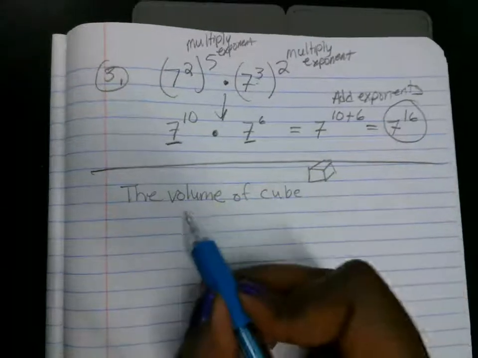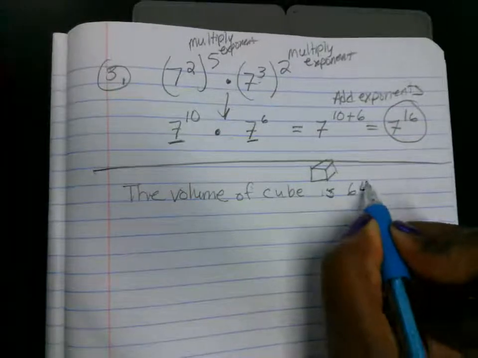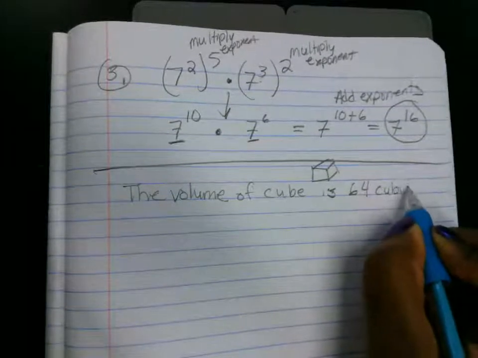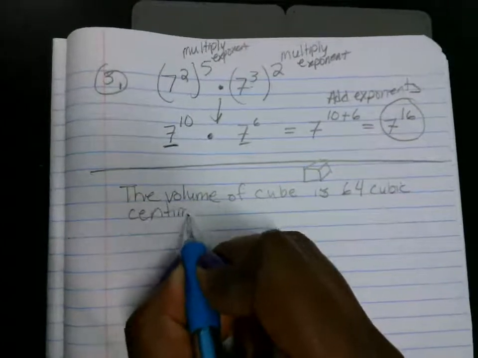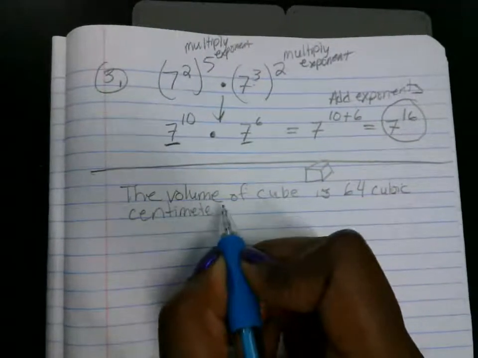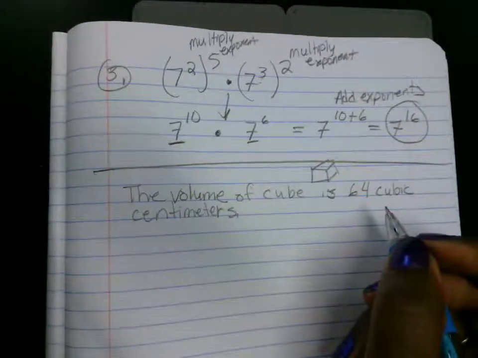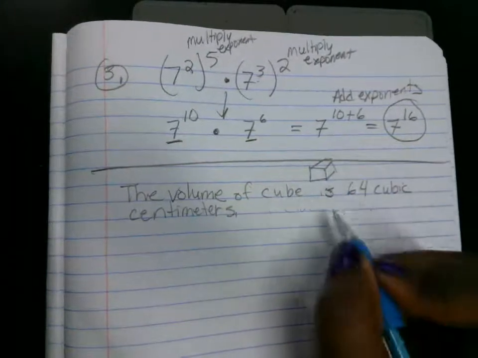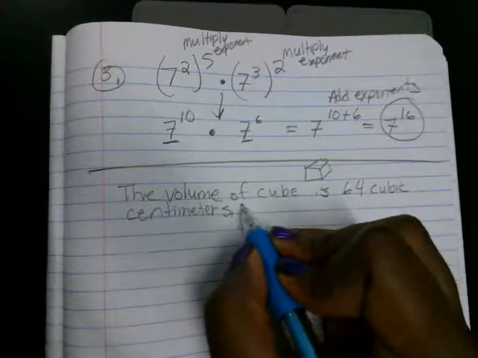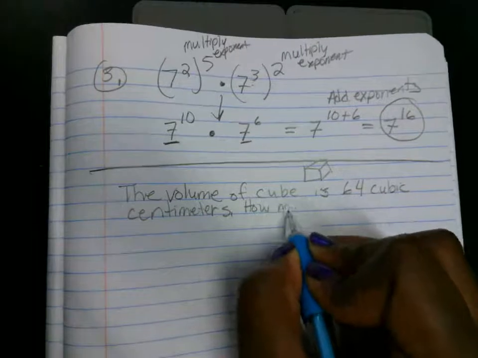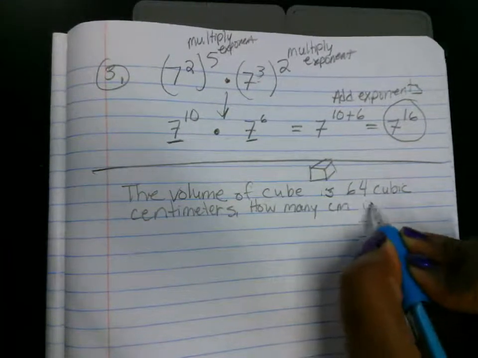All right. The volume of a cube is 64 cubic centimeters. Okay. Then it says how many centimeters long is each side. Okay. How many centimeters is each side?